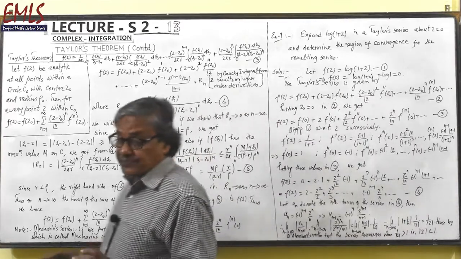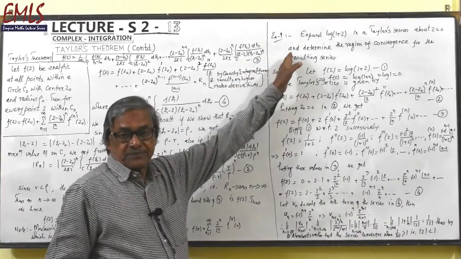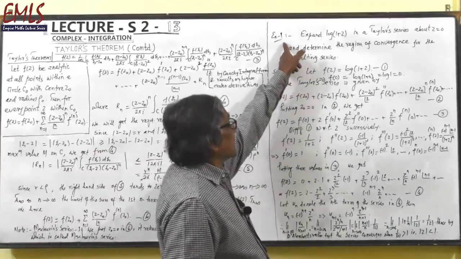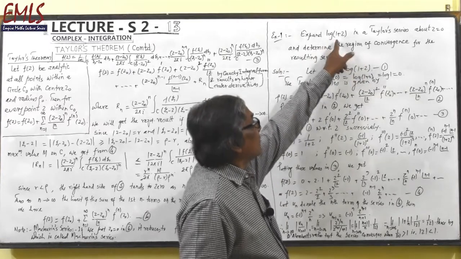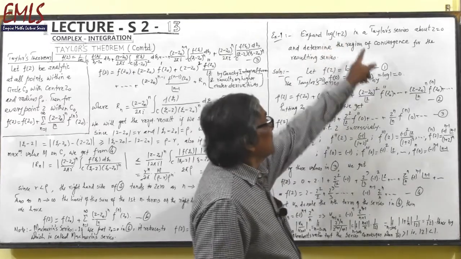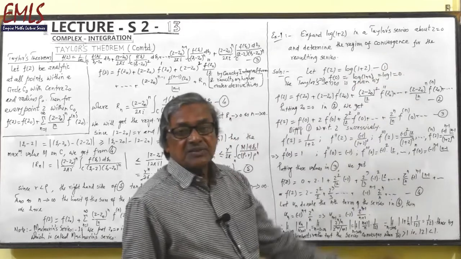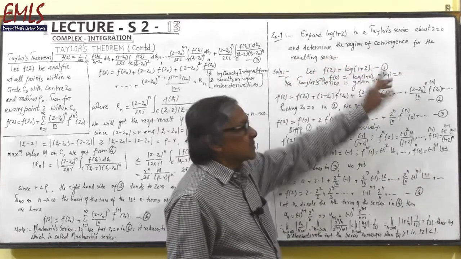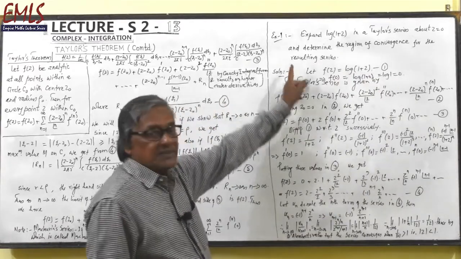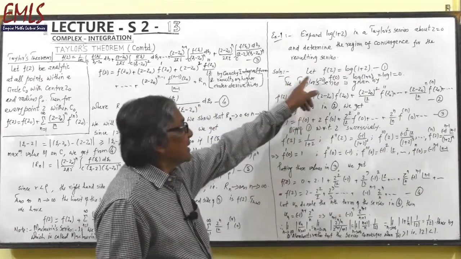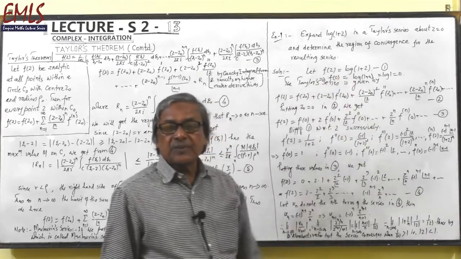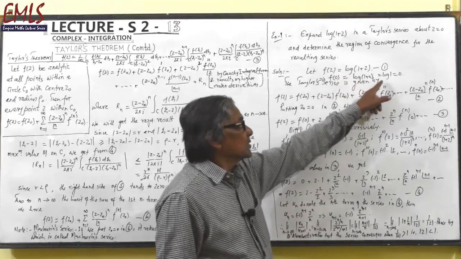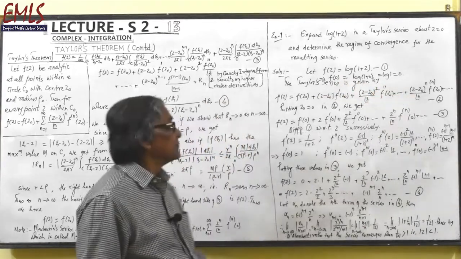Now we want to take up this example based on Taylor series for a complex function. The example is: expand log(1 plus z) in a Taylor series about z equal to 0 and determine the region of convergence for the resulting series. Let f(z) equal to log(1 plus z). So what will be f(0)? It will be log(1 plus 0), that is log 1, which is 0.